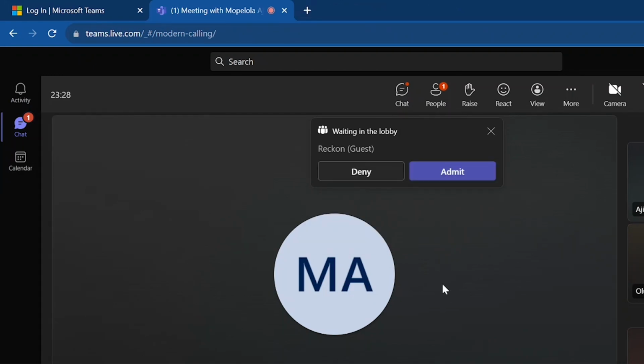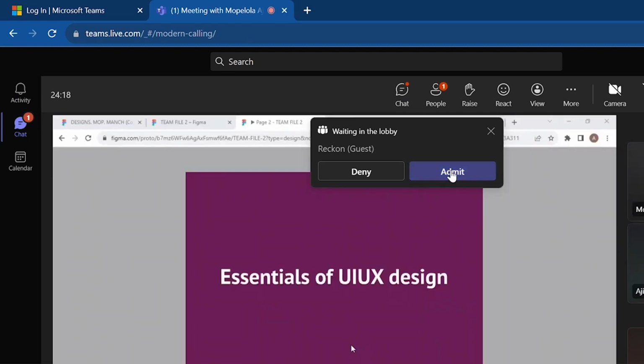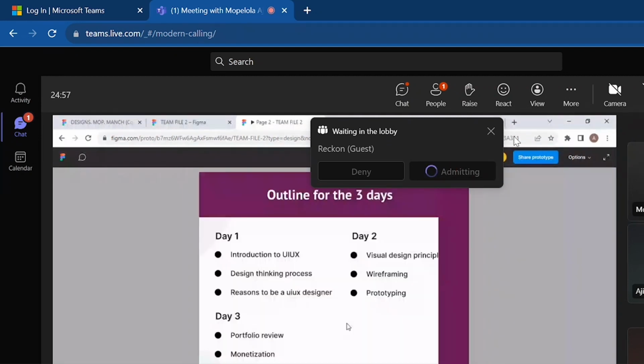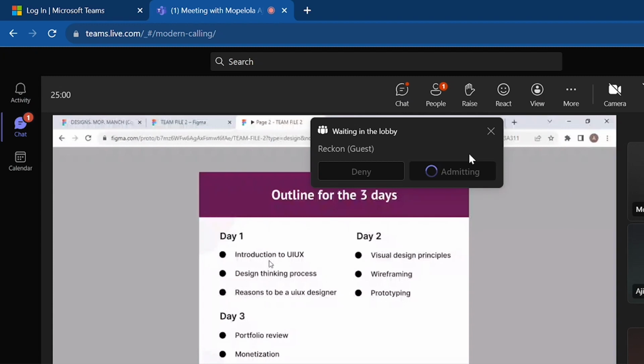Let me share my slides while I'm discussing. Let's start with the essentials of UI UX, and for the outline, these are the things we'll be taking for the 3 days. Day one, we'll be talking about the introduction to UI UX, the design thinking processes, and reasons for you to be a UI UX designer today. For day two, the visual design principles, wireframing, and prototyping. Then for the third day, the portfolio review and monetization, right?